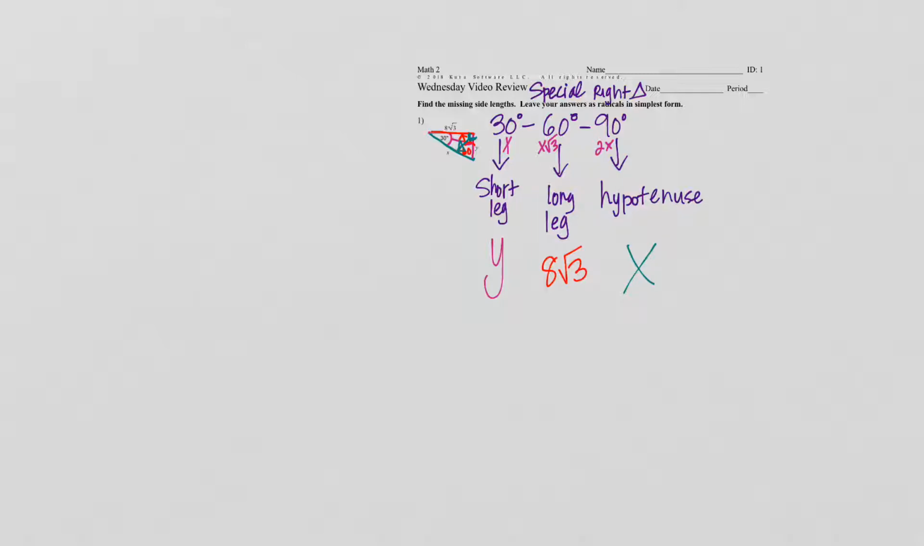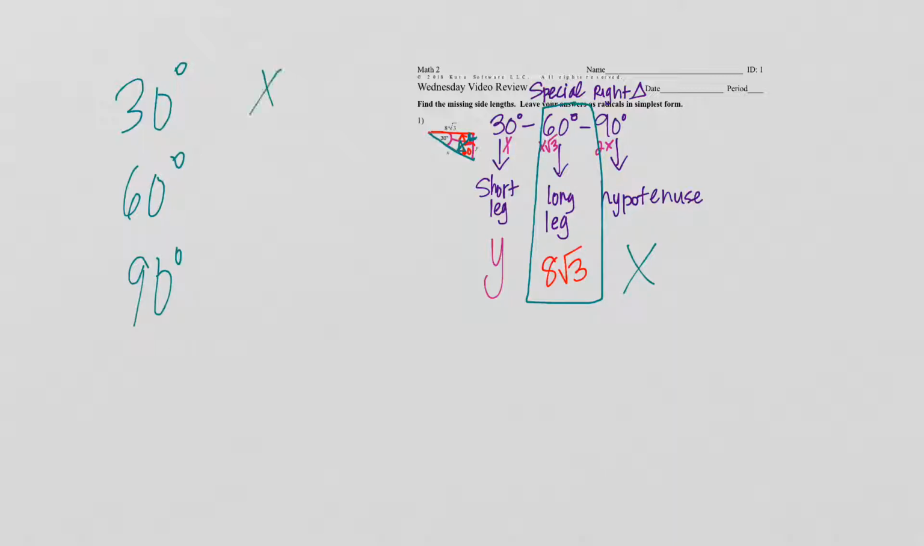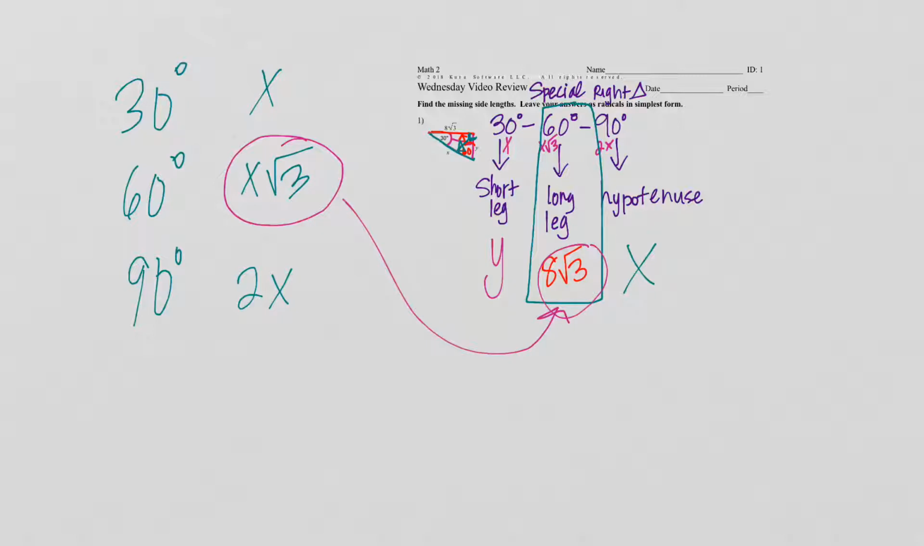So the value that I know is the value of the long leg. Based on my shortcut of a 30, 60, 90 degree triangle, this is the shortcut rule. Since I know the length of the long leg, all I'm going to do is take what the long leg equals based on my shortcut and set them equal to each other. So I'm going to write down the identity is equal to what was given to us in the problem up here, right here, 8 square root of 3.